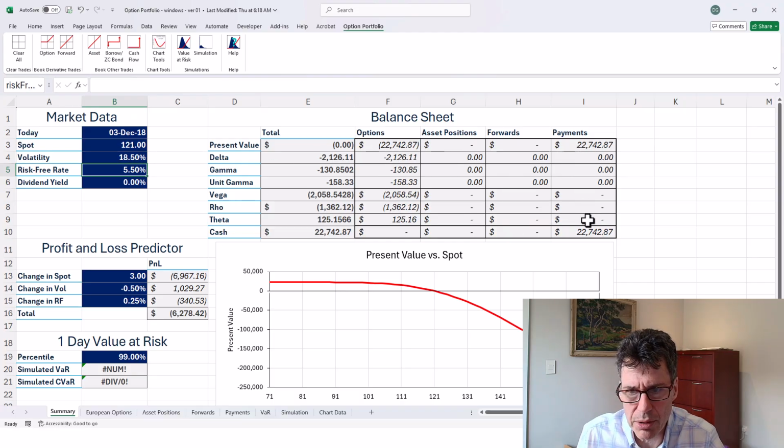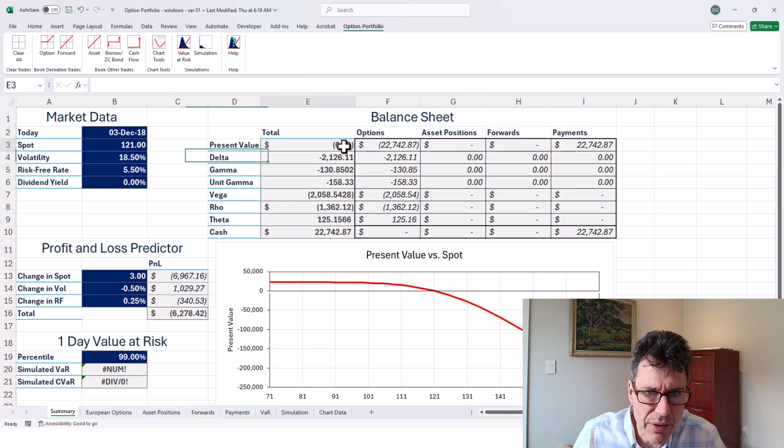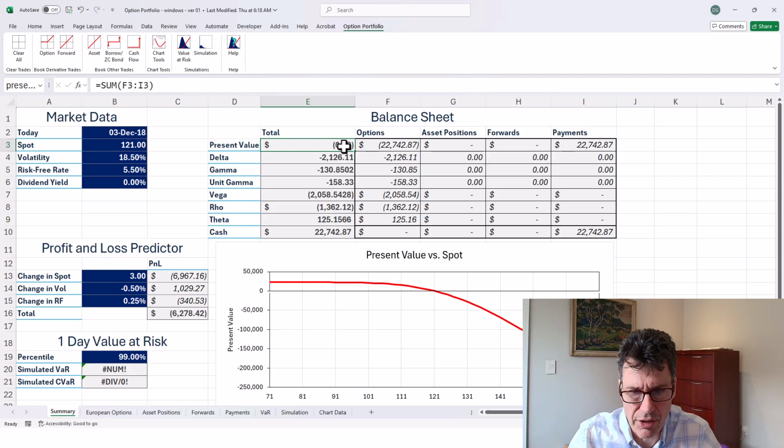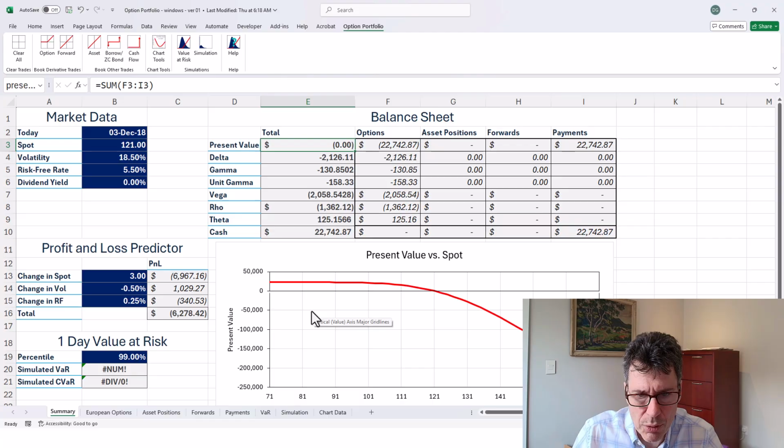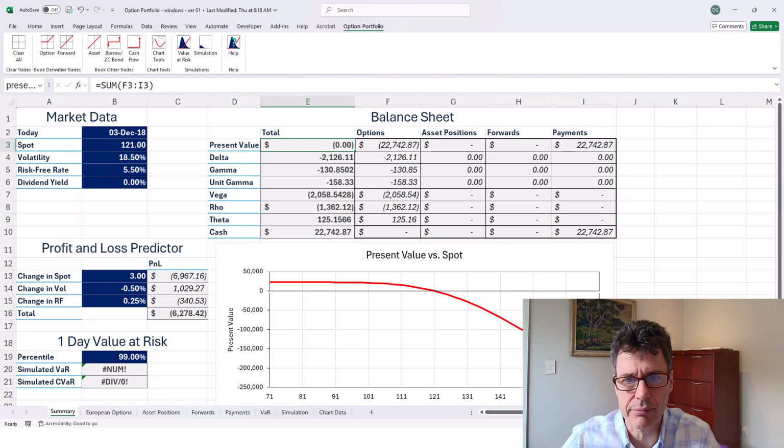The payment for the option has gone into the portfolio. We've booked it at fair value, so the present value of the position is 0. And we can see here the present value versus spot. As spot gets very small, the option's value goes to 0. We're short, so we make money. How much? 22,742. And if the spot price gets very big, we're going to lose quite a bit of money.